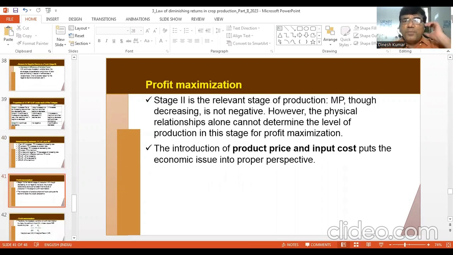Now comes the profit maximization. Stage 2 is the relevant stage of production. MP, though decreasing, is not negative. You are getting some extra product by employing or increasing labor, or by increasing the value of the input. However, the physical relationship alone cannot determine the level of production in this stage of profit maximization.